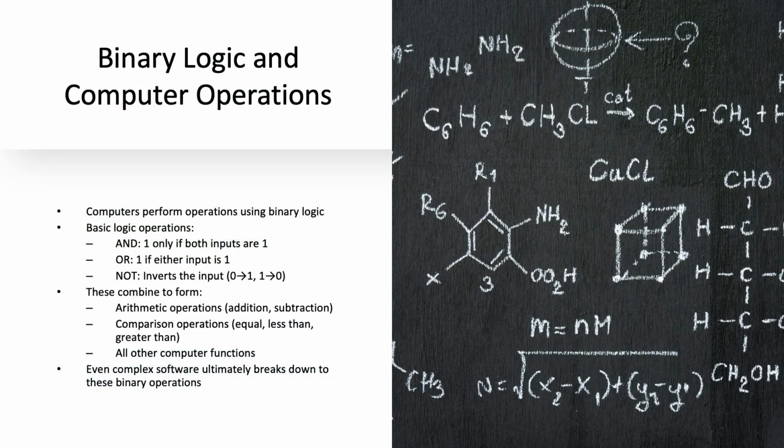At their core, computers perform operations using binary logic. Simple logic gates like AND, OR, and NOT form the building blocks of all computer operations. For example, an AND gate outputs 1 only if both inputs are 1, while an OR gate outputs 1 if either input is 1. These basic operations are combined to create more complex functions like addition, subtraction, and eventually all computer processing. Even the most sophisticated software applications ultimately break down into these fundamental binary operations. This is why binary is so essential to understanding how computers function. Everything a computer does is ultimately a series of binary logic operations.